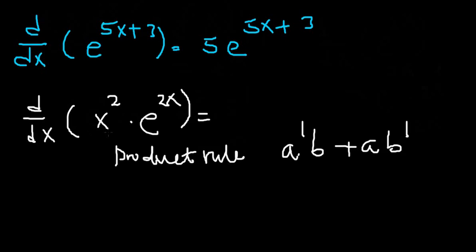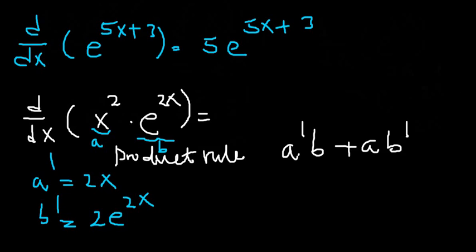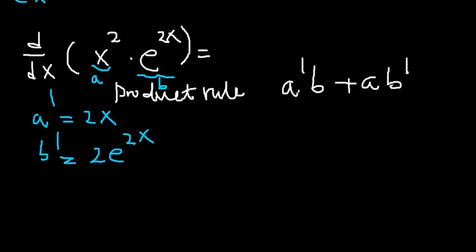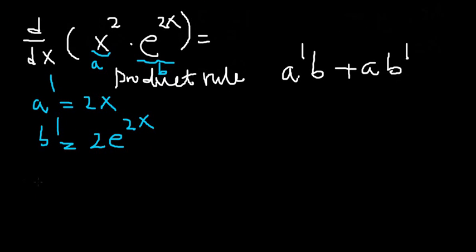So we're supposed to identify a, which is x squared, and b, which is e raised to 2x. So a prime is going to be 2x, and b prime is supposed to be 2e raised to 2x, as we have stated earlier. So now we have a prime and b prime, so we can substitute these in the product rule formula. So a prime is 2x, b is e raised to 2x, and then plus a, which is x squared, multiplied by b prime, which is 2e raised to 2x.